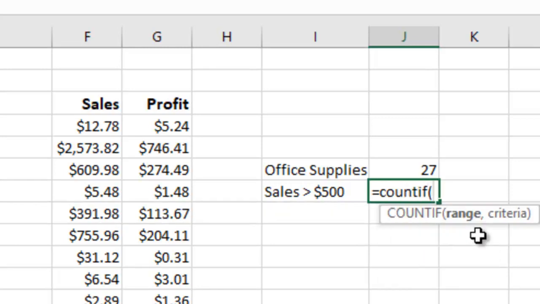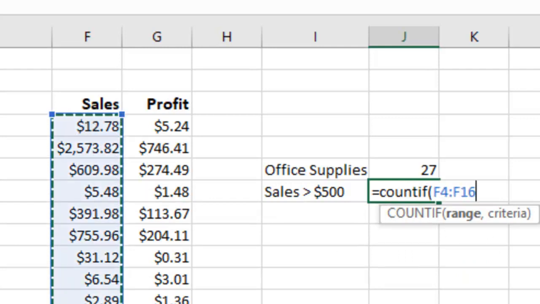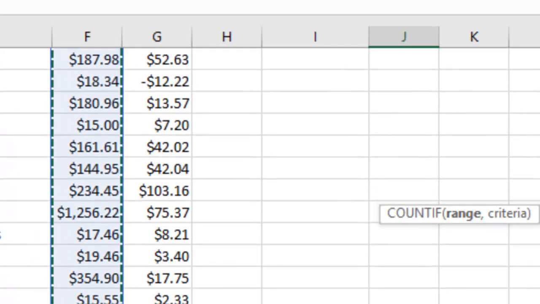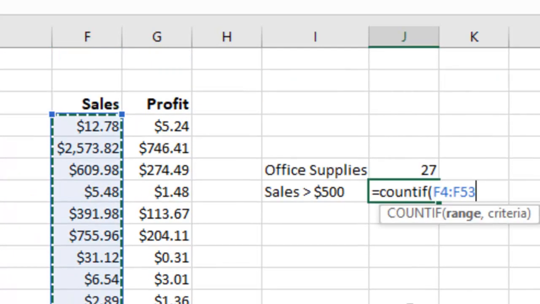open parentheses, and this time the range will be in the F column on the sales. So I select the entire range again, and that goes from F4 to F53. I usually add a separator, open quotes. This time, instead of typing a word, I'm going to use my operator that says more than, and 500. Note that I did not include any dollar signs. The computer sees the raw numbers. The dollar sign will most likely give an error.